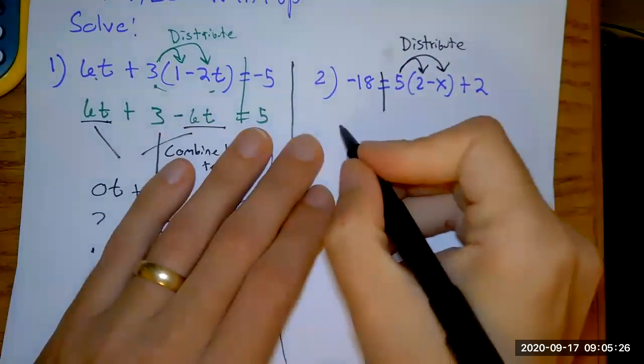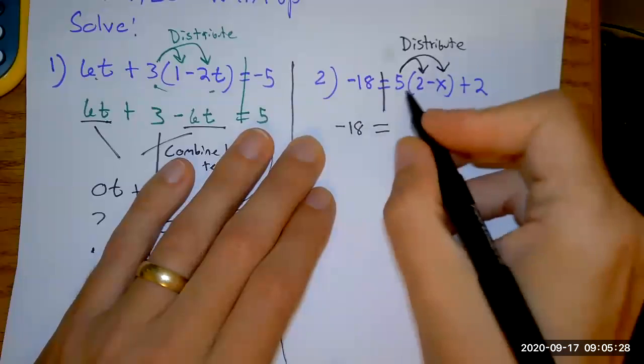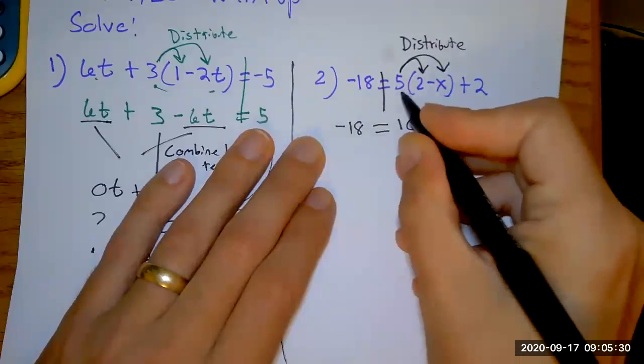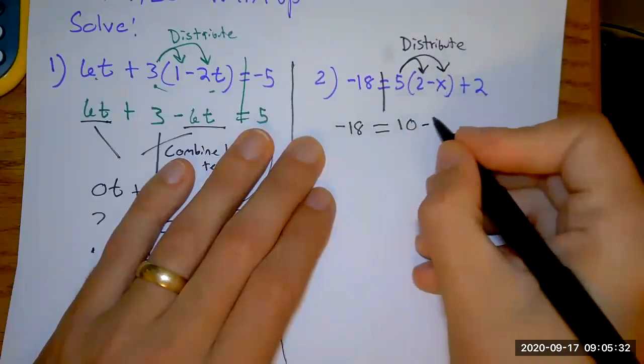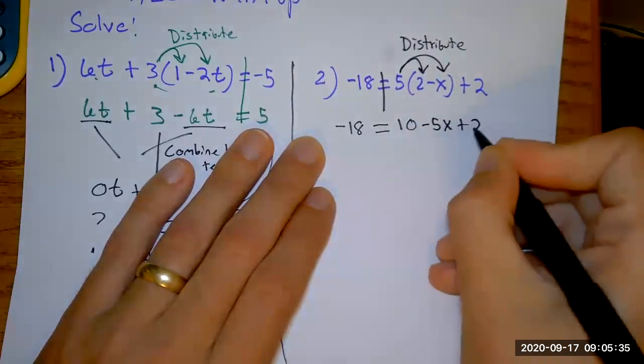Okay. So what do I get? The negative 18 stays the same. 5 times 2 is 10. 5 times negative 1 is negative 5x. And then I get plus 2.